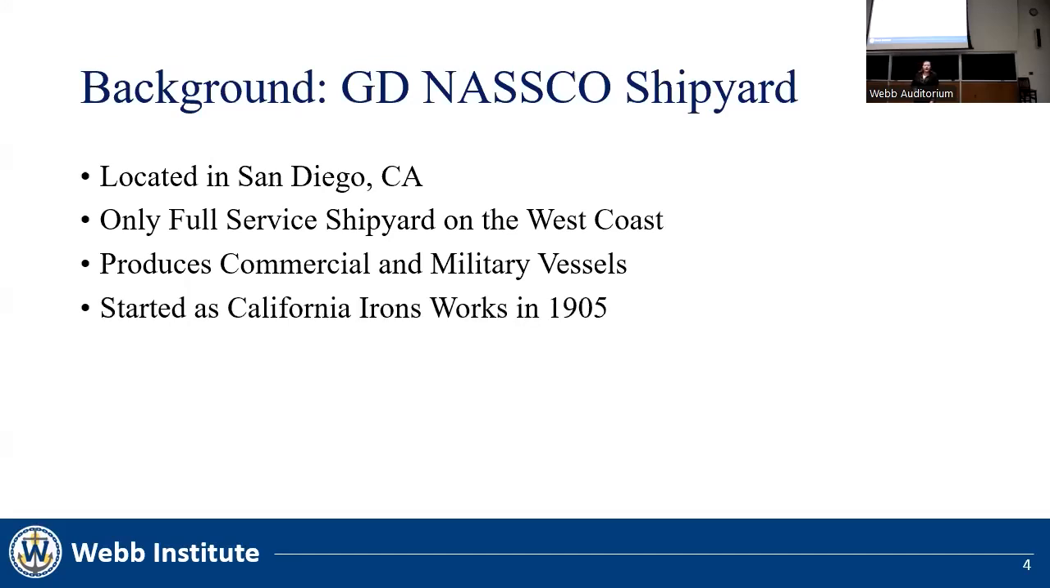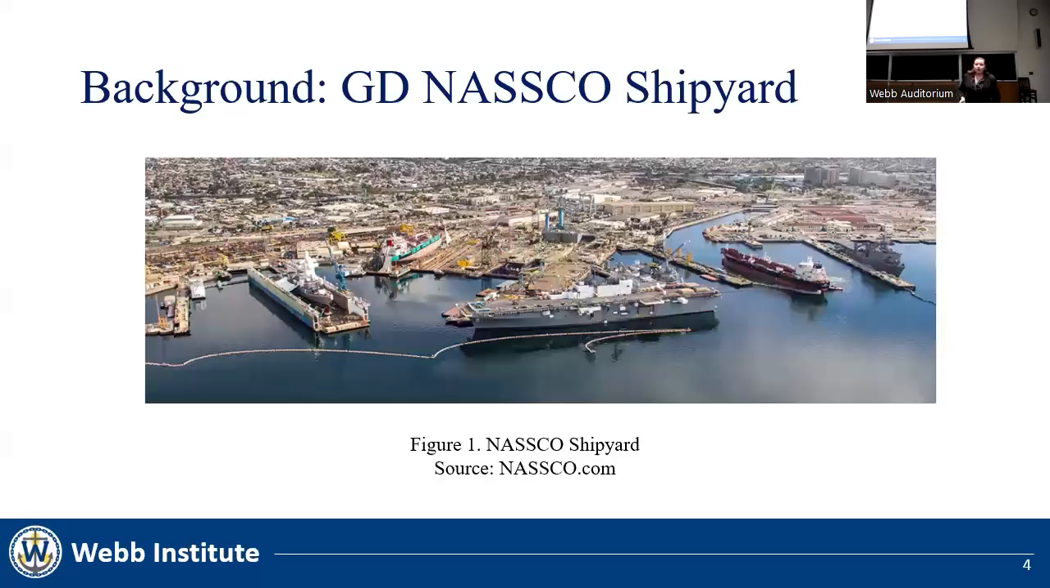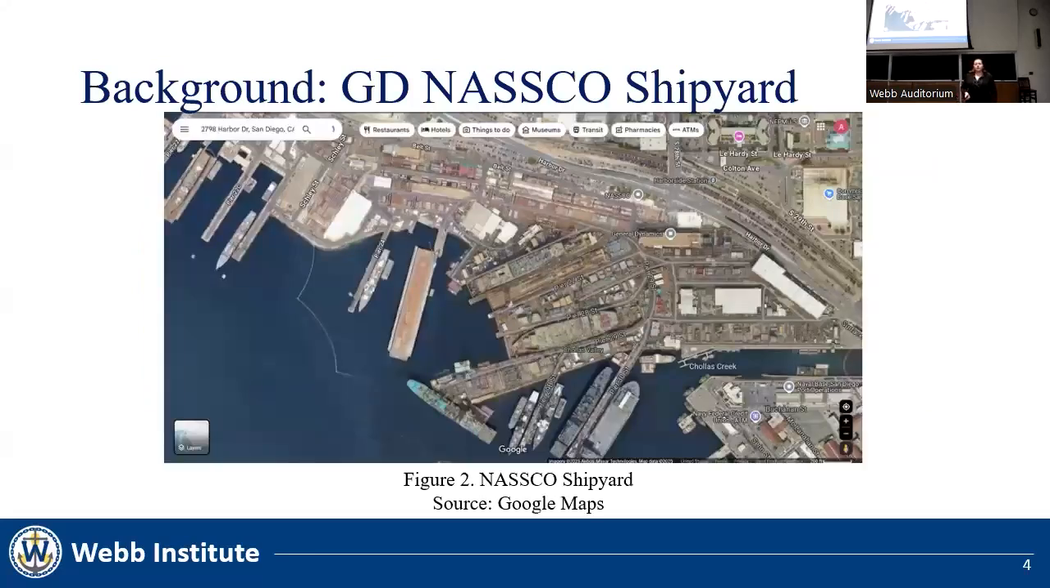Many years ago, it started as California Iron Works in 1905, and over the years, it has gone through many different expansions and updates as new technology became available. However, these expansions possibly created a suboptimal layout and material flow of the yard that this thesis hopes to address. Here is a photograph of the yard from the waterfront, and here's an aerial view of the shipyard with the bounds of the shipyard outlined in red.